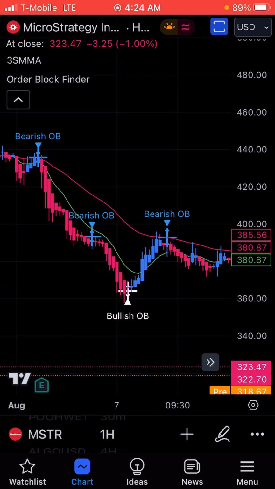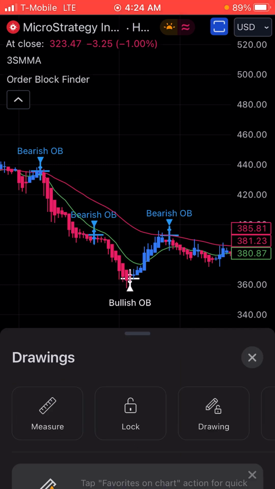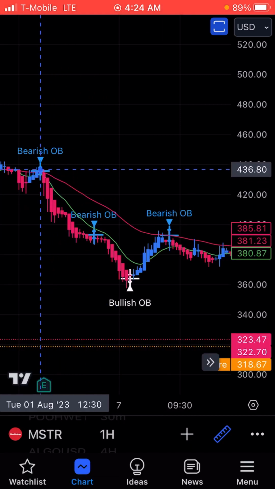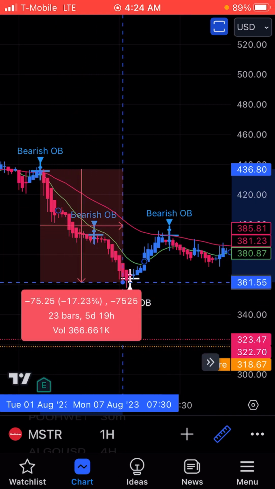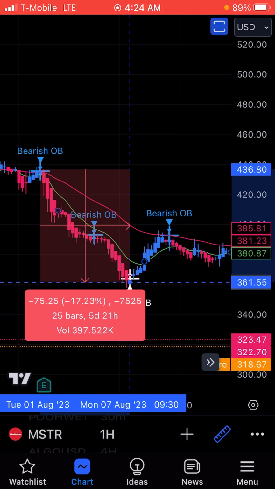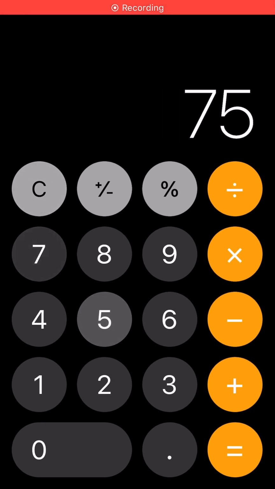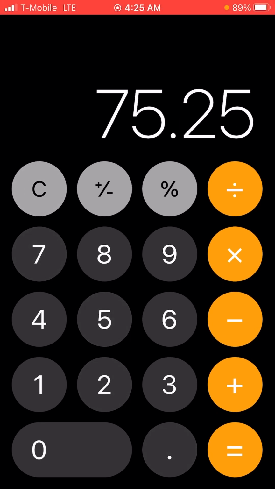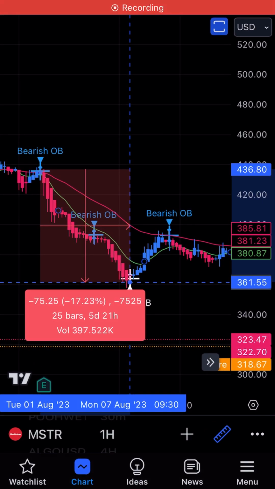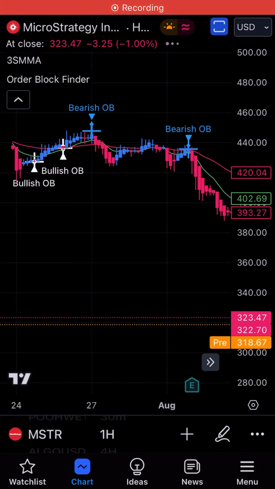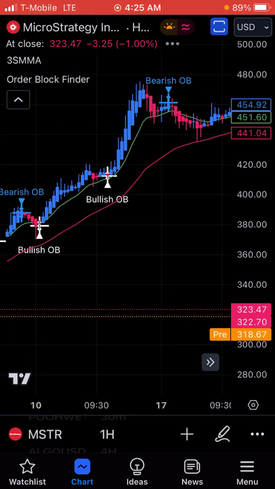And then let's do a couple more. We see bearish to bullish. And this is a 75. This is 75. So this is about 7,000. 75.25 times 100. It's about $7,525. So I'm going to do this. Let's do this 2 more times with the stock.